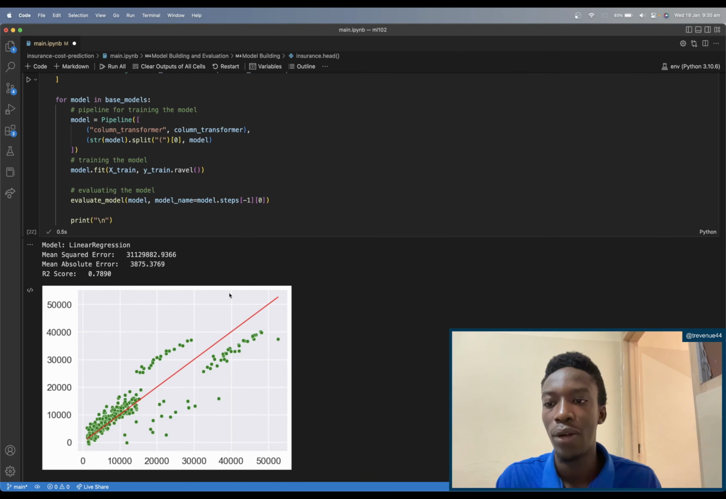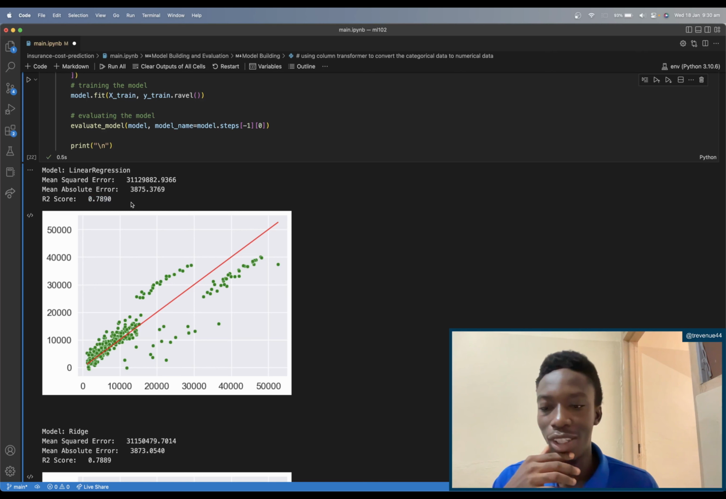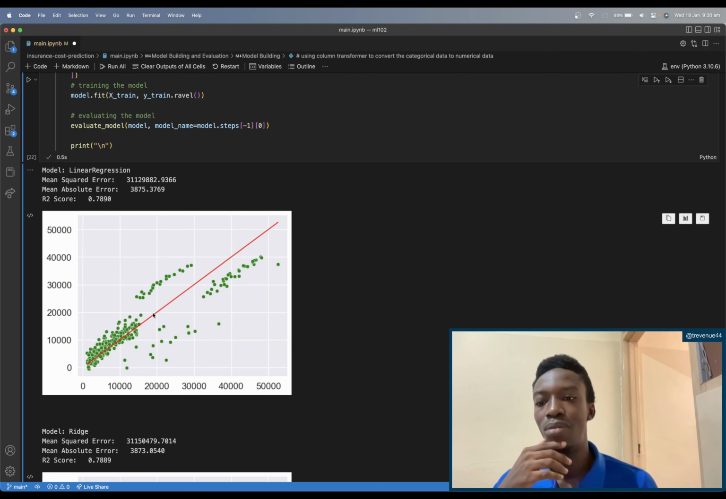So this is how the evaluation function works. It prints out the model name, the error, the mean square error, the mean absolute error, and also the R2 score of the model. So the linear regression model has an R2 score of 0.78, which is the major thing I'm using to score the thing. Like if it's more, you are better.